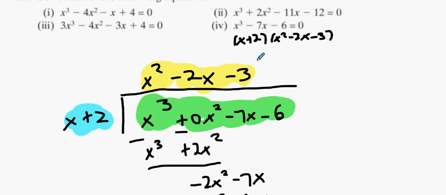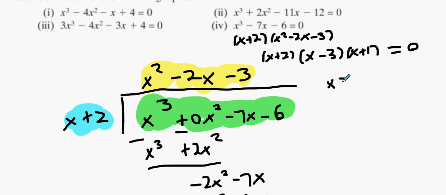And then what do I do there? Factorize the x squared minus 2x minus 3. And you get x minus 3 and x plus 1. And we already knew that, didn't we? And then the answer will be x equals minus 2, x equals 3, and x equals minus 1. You got to show the workings, okay? Is that everything? So I only did 12.